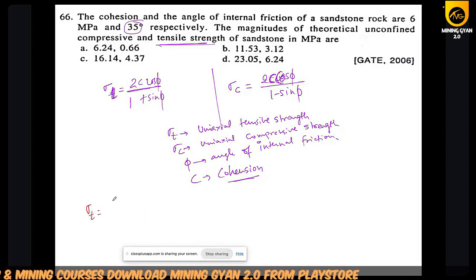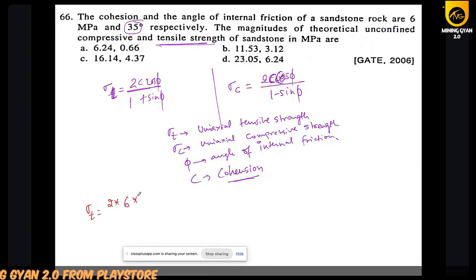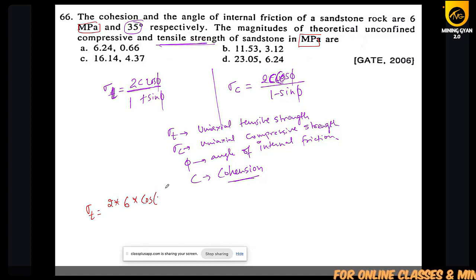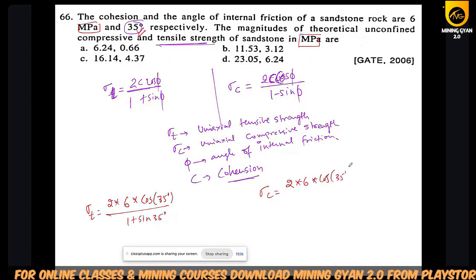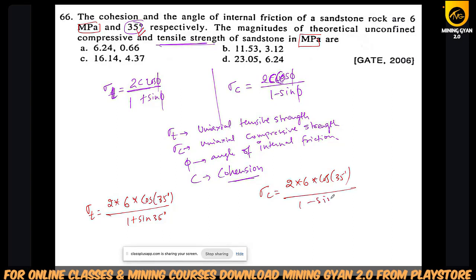So sigma T will be 2 multiplied by C. C is the cohesion, which is 6. You can take 6 directly because he is asking in megapascal and we also have the value in megapascal, so we do not need to convert the value. So 2 into 6 cos 35 degree divided by 1 plus sin 35 degree. And similarly, sigma C is 2 into 6 cos 35 degree divided by 1 minus sin 35.